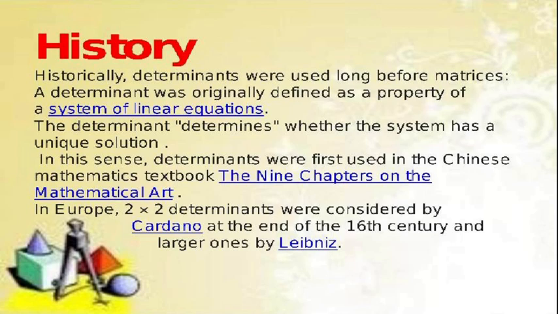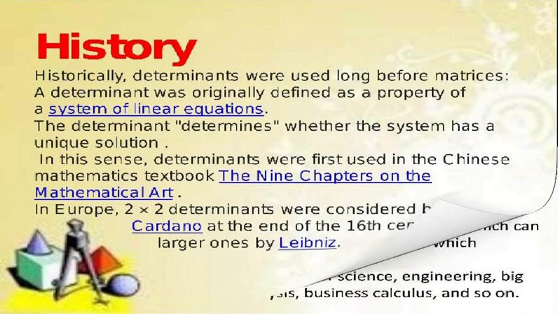In this sense, determinants were first used in a Chinese mathematics textbook named the Nine Chapters on the Mathematical Art. In Europe, 2 by 2 determinants were considered by Cardano at the end of the 16th century, and the larger ones by Leibniz.